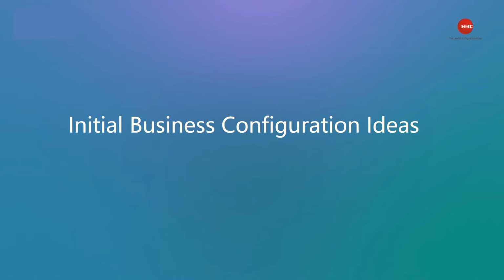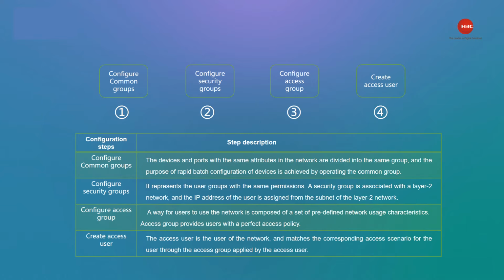First of all, I will introduce the initial business configuration ideas. The initial business configuration is divided into four steps. Step 1. Common group configuration. The common group divides the devices and interfaces with the same functions and attributes into the same group. Through the operation of the common group, rapid batch configuration of devices can be achieved.